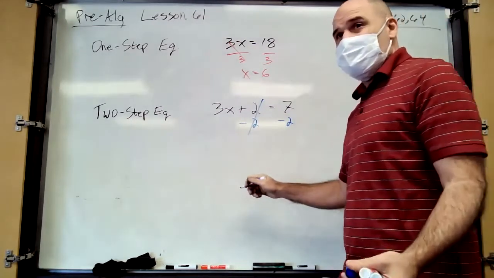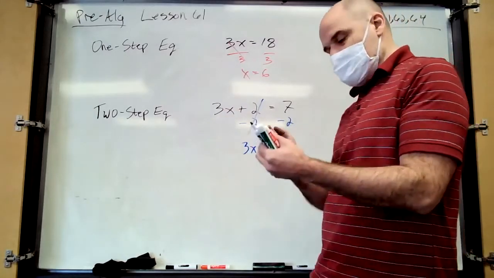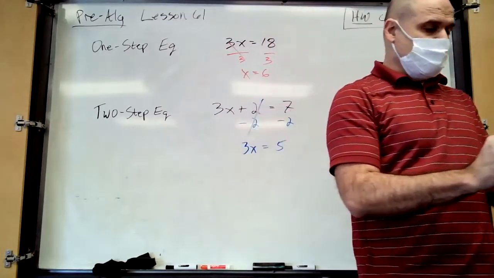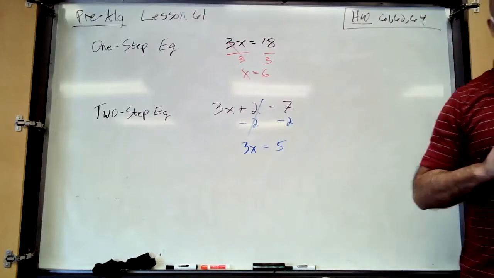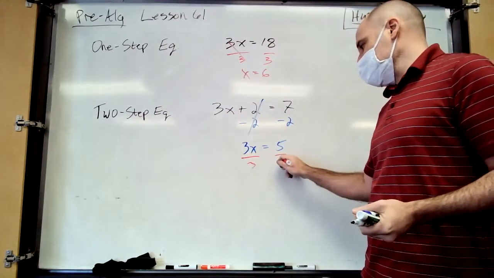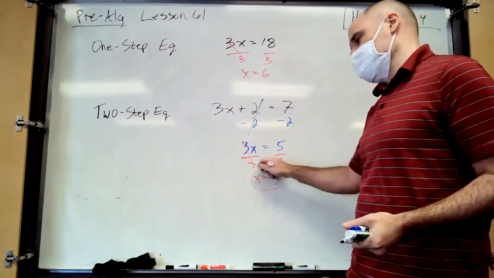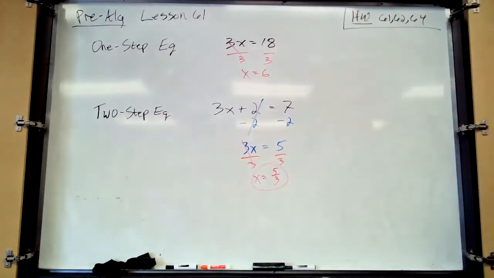So it's like nothing ever happened. Now, what are we left with on this side? We've got 3x equals 5. Now what do we do? It's not 5 divided by 3. It's divide both sides by 3. And then x equals 5 divided by 3.